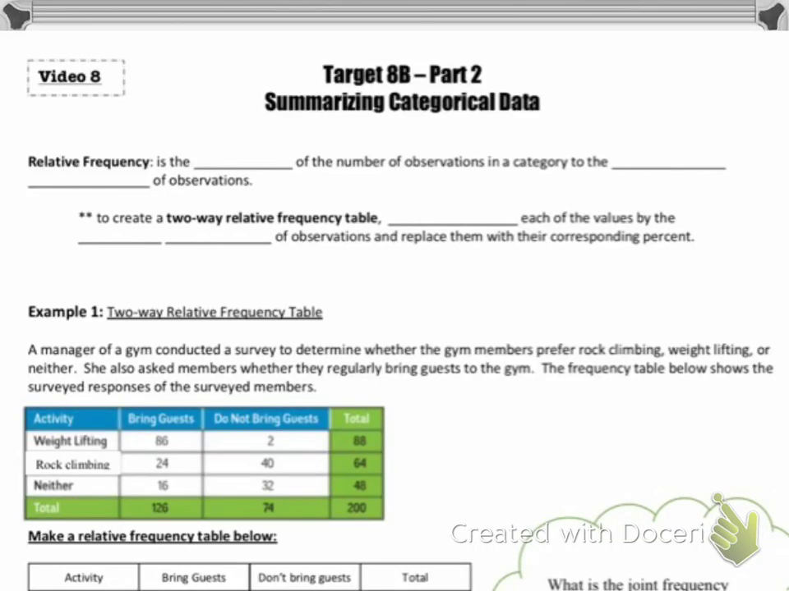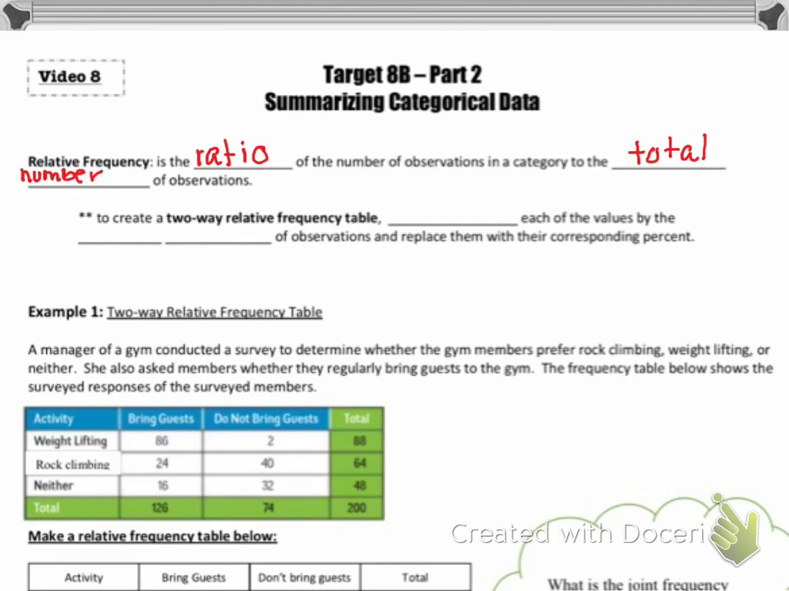So in this last video of Unit 8, we're going to talk about summarizing categorical data in relative or two-way relative frequency tables. Before we can do two-way relative frequency tables, we have to know, well, what is relative frequency? Relative frequency is simply the ratio of the number of observations in a category to the total number of observations.